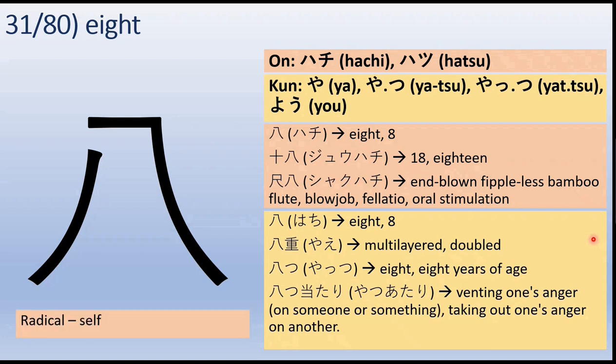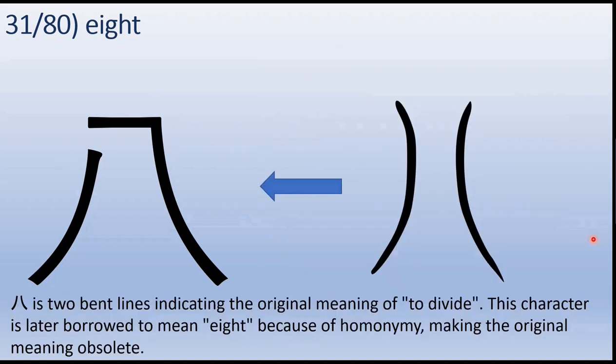This is a radical in itself, and the stroke order is this. This is the first stroke, and this is the second stroke. Now let's see what is the origin of this. As you can see here, this ancient symbol is two bent lines, which indicates the original meaning of this symbol, that is to divide into two halves. This character was later borrowed to mean 8 because of the homonymy, making the original meaning obsolete. So now it no longer means to divide, it means 8 at present.